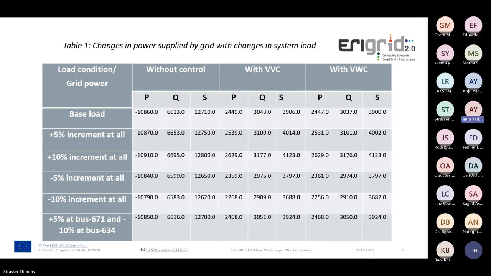So here we observe that after applying the control, the grid power supplied to the network has increased and decreased with increase and decrease in the load. And further, the grid power supplied via volt var control remains lower as compared to the power supplied without volt var control.